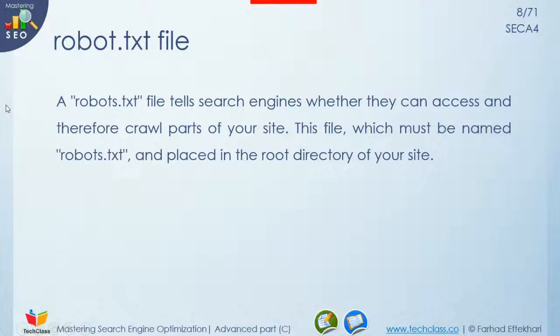So let's talk a little bit about the robots.txt file. A robots.txt file tells search engines whether they can access and therefore crawl parts of your site. This file must be named robots.txt and placed in the root directory of your site. So by default, as you read here, you can tell a search engine, those bots and crawlers that are crawling your website, in which parts of your website they're allowed to crawl and which are not.